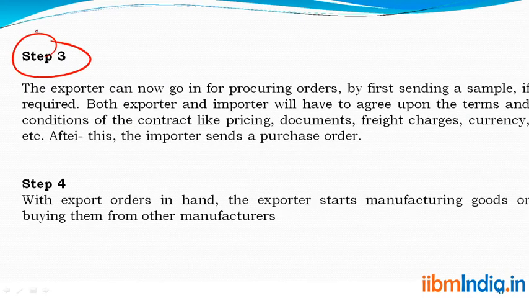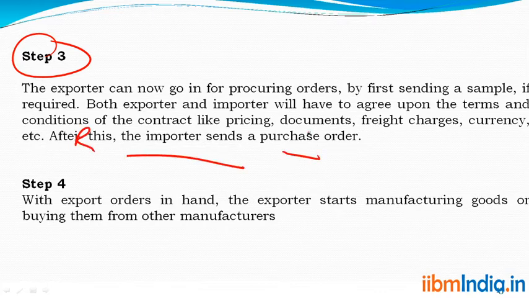Then step 3, exporters can now go in for procuring the order by first sending a sample if required. Both exporters and importers will have to agree upon the terms and conditions of the contract, like pricing, documents, freight charges, currency. After this, importers send a purchase order.